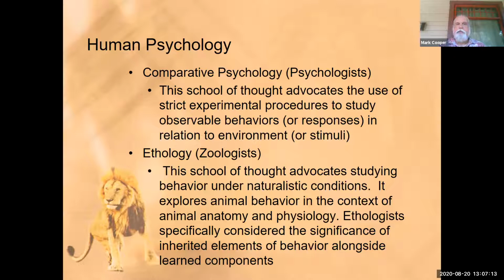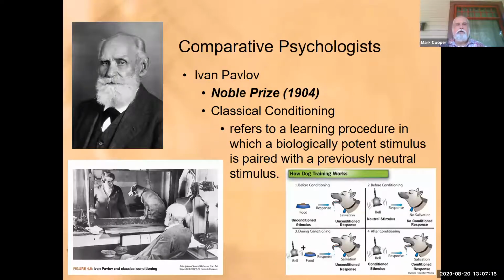So both of these schools have given us great information, and so we'll start with the famous psychologists. And the comparative psychologist we'll start with is Ivan Pavlov, one of the three that won a Nobel Prize for his classical conditioning work. This is Pavlov's dog, the one that talks about getting a dog to salivate to a stimulus.